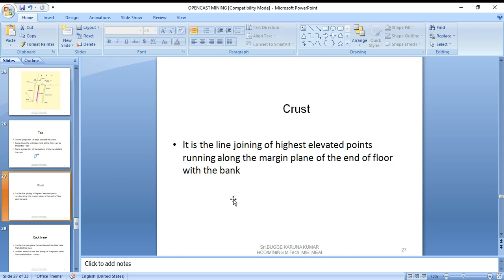And then coming to the next, the crest. The crest is the opposite of the toe. Crest is the top. It is a line joining the highest elevated points running along the marginal plane at the end of the floor with the bank. So this is the crest. The crest is also the bottom of the toe. Crest is the topmost one.